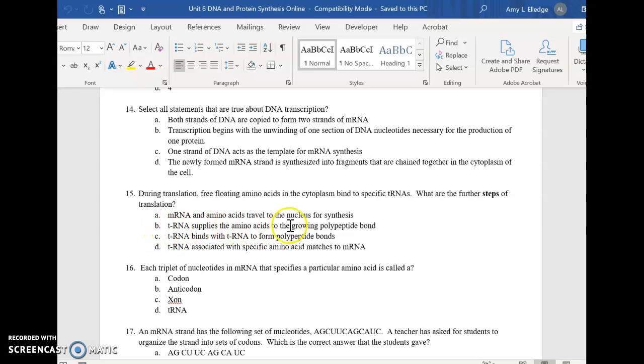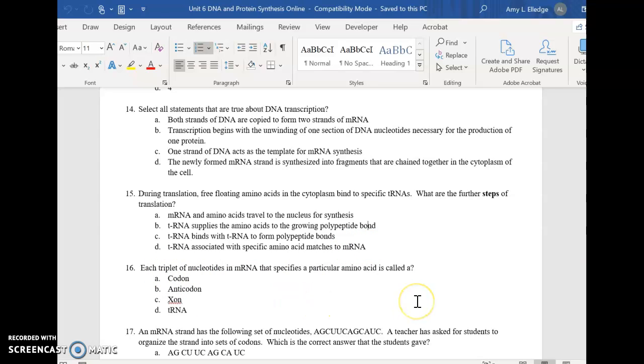B, tRNA supplies the amino acids to the growing peptide bond. Yeah, that's going to happen. They're going to bring those in there. So B is correct. C, tRNA binds with tRNA? No, that's not what happens. D, tRNA associated with a specific amino acid matches to the mRNA. Yes, that occurs.